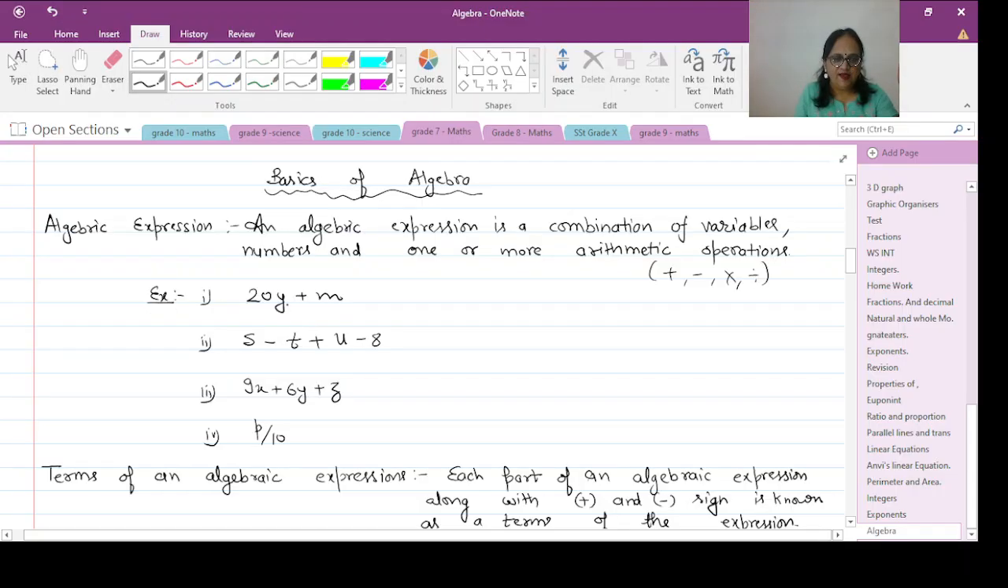So here are some examples. Suppose 20y plus m, right? So here we have one arithmetic operation. What is that operation? Here there is multiply, here there is plus, right? s minus t plus u minus 8. So can you see that in all these 3 or 4 examples, we have some numbers, we have some variables, and they are connected to each other with plus, minus signs and some arithmetic operations.